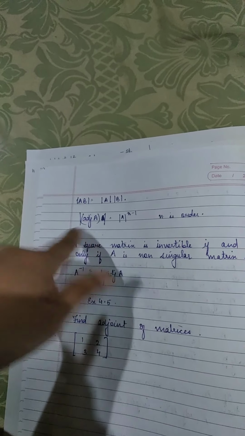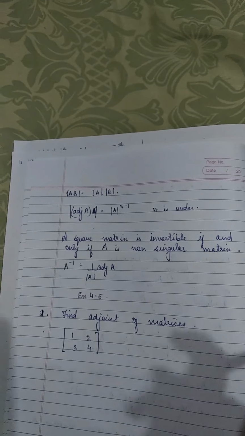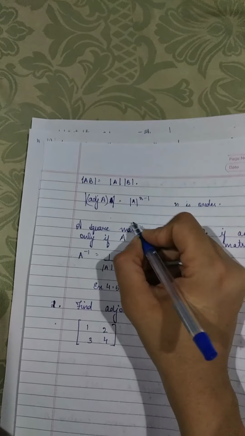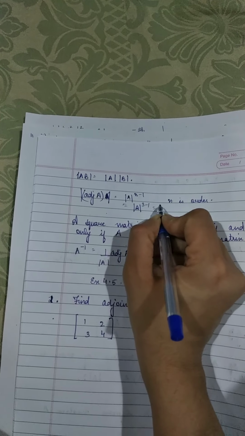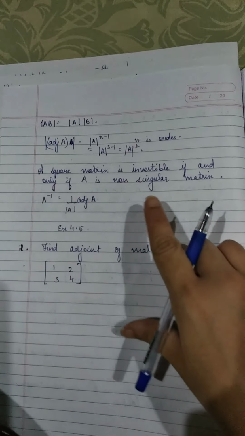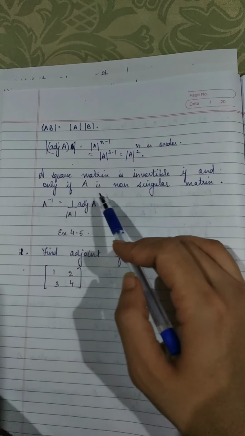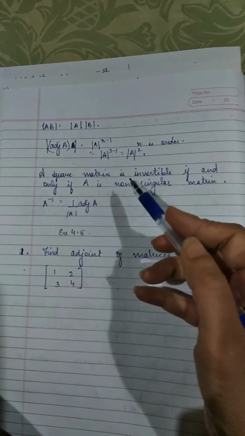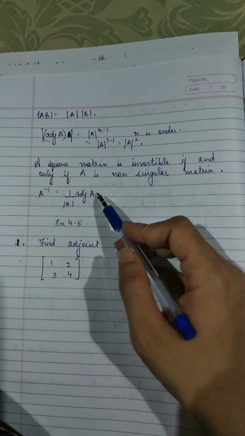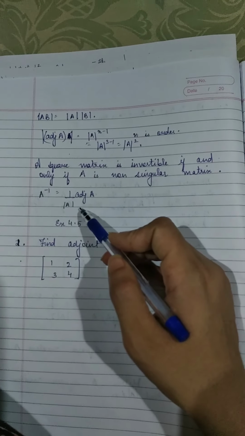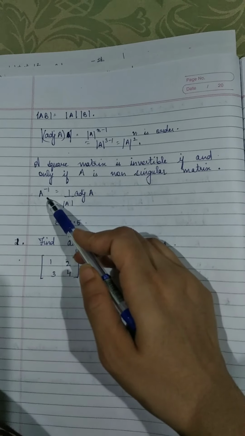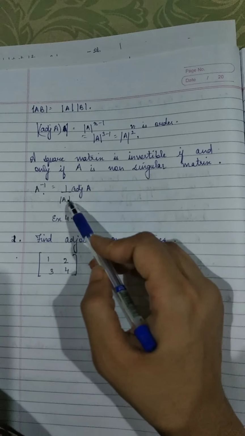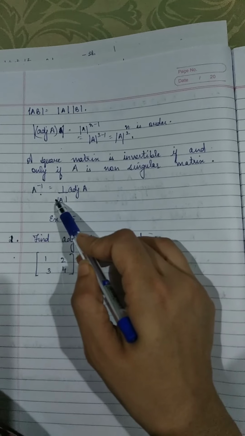So, suppose you have to find out the determinant of adjoint of a matrix whose order is 3. So this will be equal to its determinant to the power 3 minus 1, which is determinant of A to the power 2. A square matrix is invertible if and only if A is non-singular. If we have to find out inverse of a matrix, remember its formula is adjoint of A upon determinant of A. So a square matrix is invertible only if determinant of A is not equal to 0.